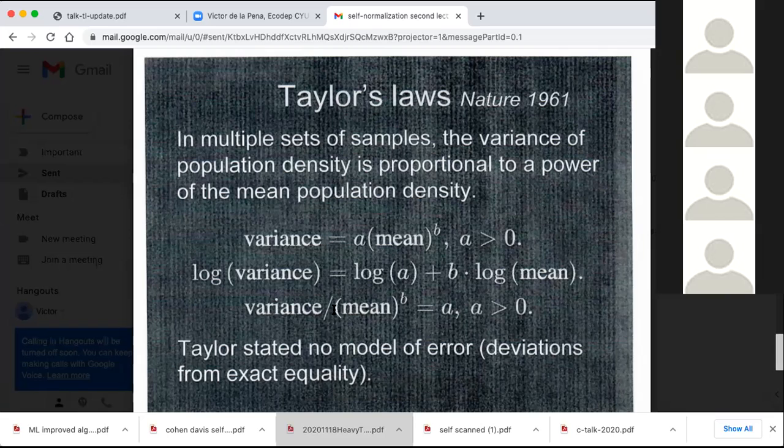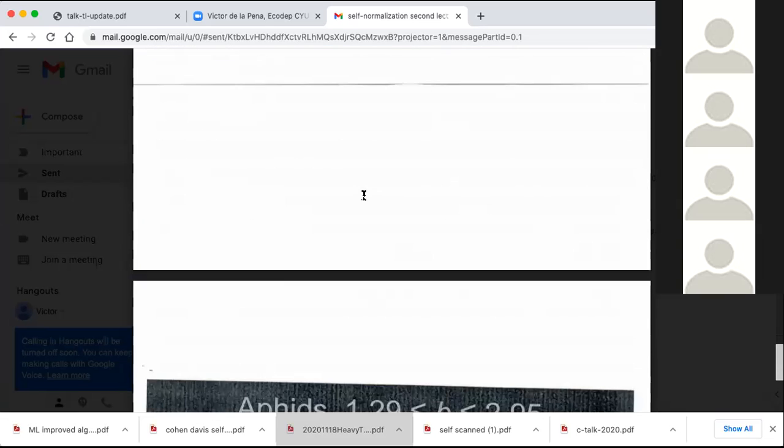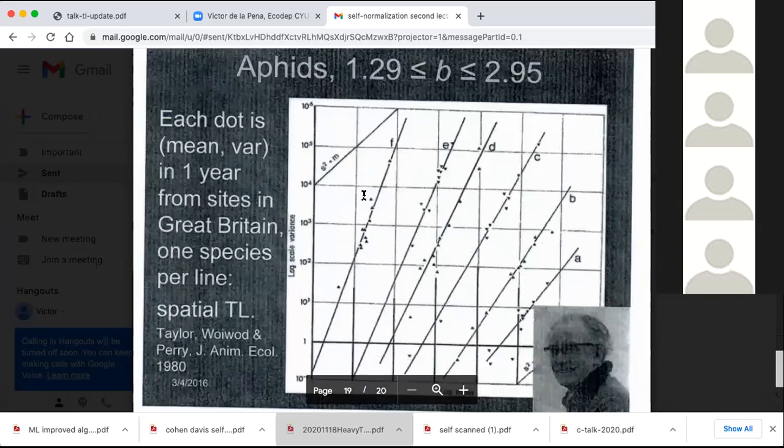So what we were able to do is to extend the theory to the case of sample variance over the sample mean to the B. And the idea is that we now have an extension of the mathematics of Taylor's law to the case of samples, which was the original study of Taylor.